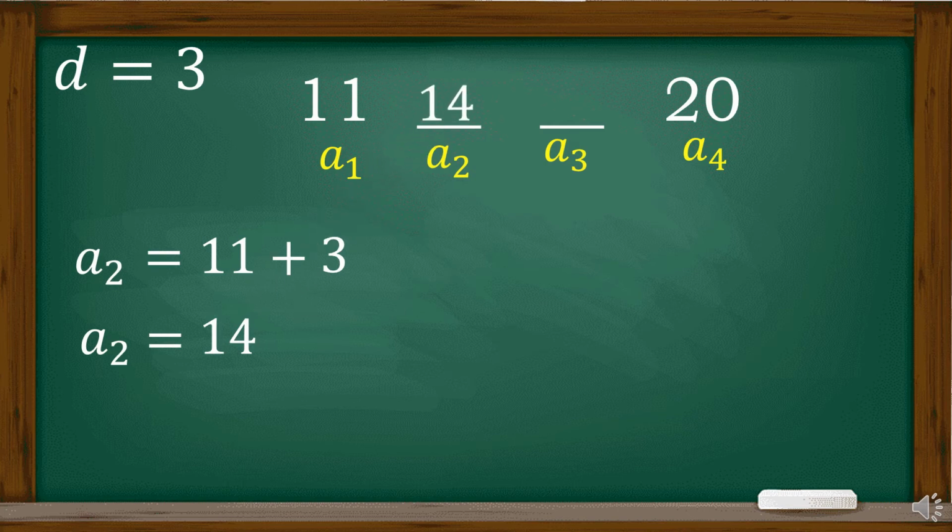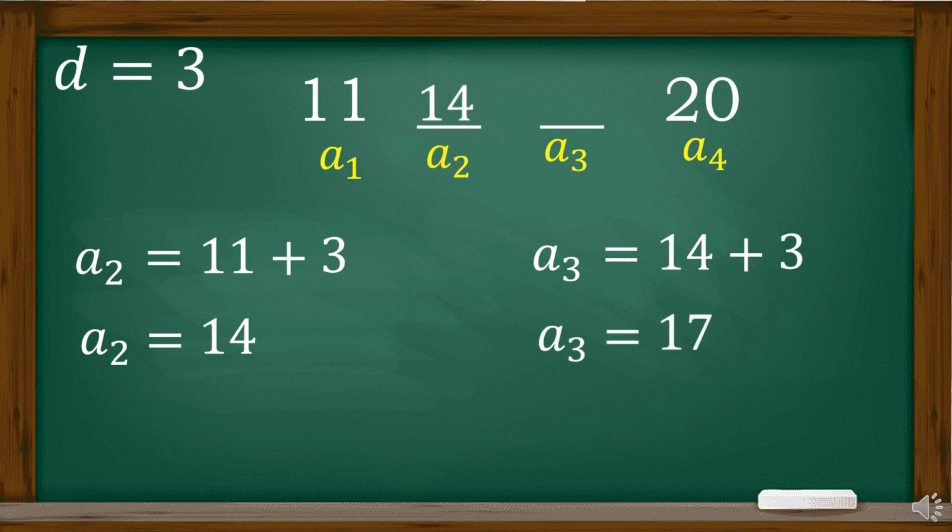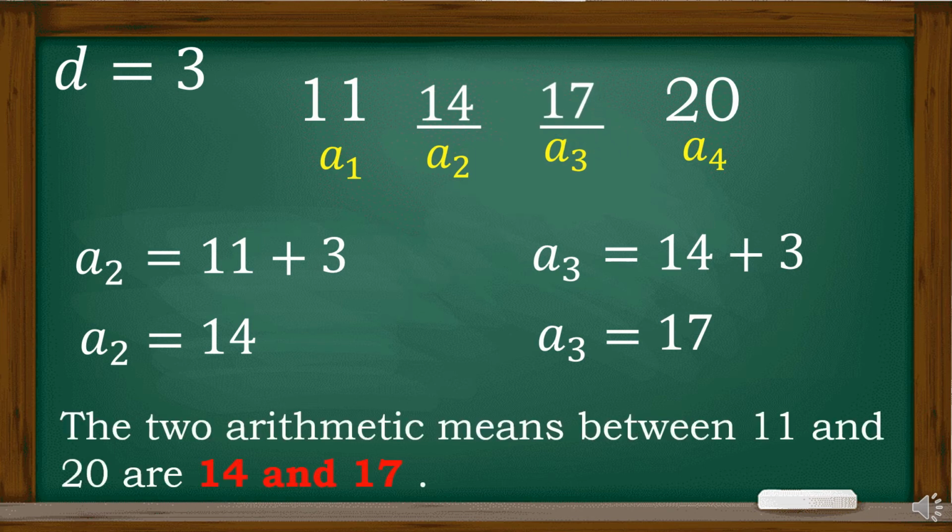Next, let us solve for the third term. To solve for a sub 3, we will add 14 and 3. 14 plus 3 is 17. So, the second arithmetic mean is 17. Therefore, the two arithmetic means between 11 and 20 are 14 and 17.